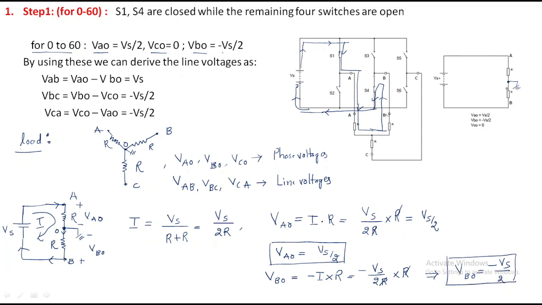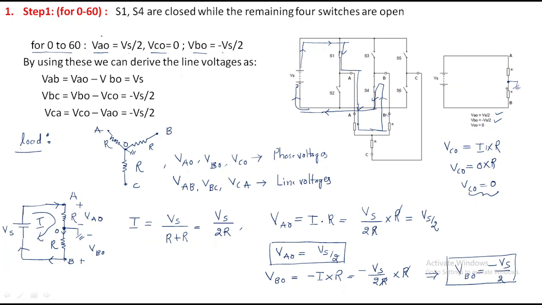Simply keep in mind, here the source voltage VA0 is on the positive side and VB0 is on the negative side. That's why VA0 is Vs by 2 and VB0 is minus Vs by 2. Is there any VC0? There is no current flowing in the resistance for VC0, so the current is 0, and VC0 is also 0. Finally you get VA0 equal to Vs by 2, VC0 equal to 0, and VB0 equal to minus Vs by 2.